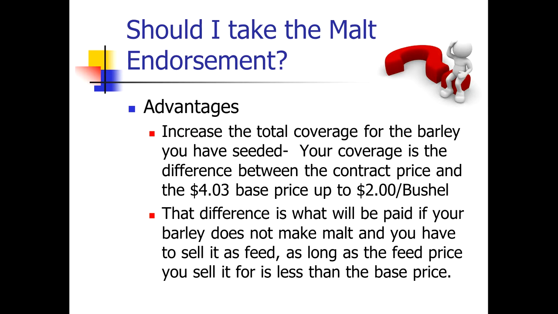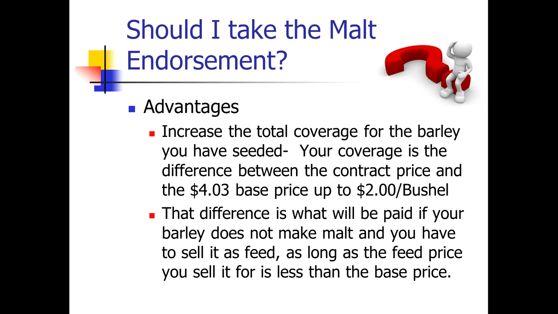Obviously, this year, especially with the feed price being so low, it's to increase the total coverage of barley you have seeded. Your coverage that's added on the malt side is the difference between the contract price and the $4.03 base price, up to $2 a bushel. That difference is what will be paid if your barley does not make malt and you have to sell it as feed, as long as the feed price you sell it for is less than the base price.